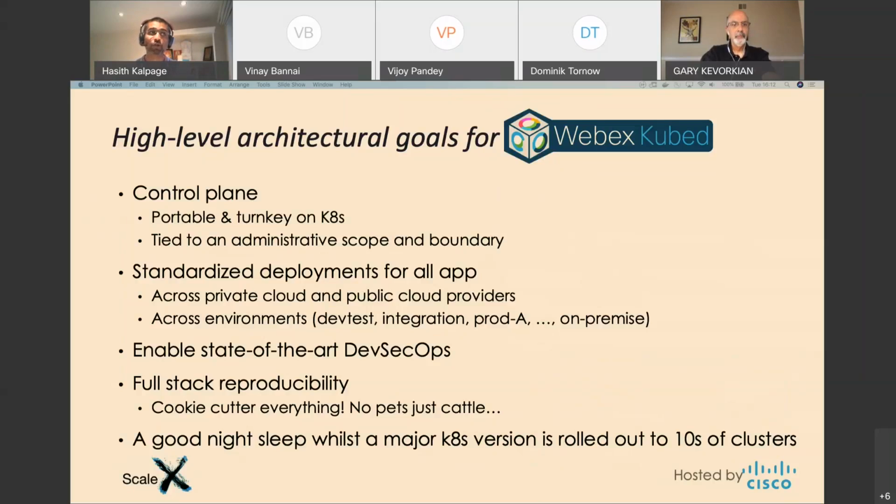Then standardized deployments across deployments to applications. So it really should not matter for an application whether you're going to be deployed in private cloud or in AWS or Azure. And ideally, the other thing is for it to be common across all the environments. So at this point, we have things pretty much standard, whether it's in dev test labs, integration, or production. We don't quite have it all the way to a developer's laptop, but that's where we would want to try and get to.